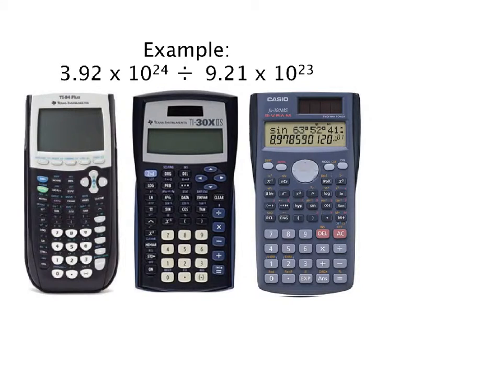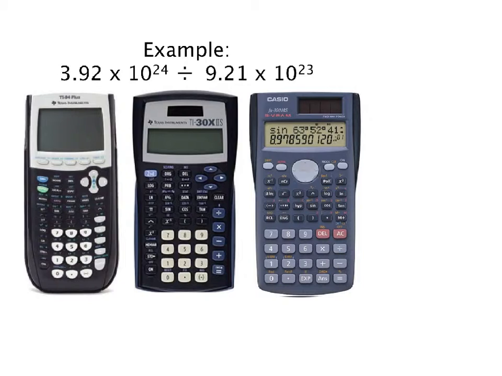So taking a look at the first calculator on the left, what I would do is I would type 3.92. Now, students are often tempted to hit the multiply button and then times 10 or something to that effect. There's even a times 10 to the x button over here. Do not touch that button. Instead, here's what you're going to do.